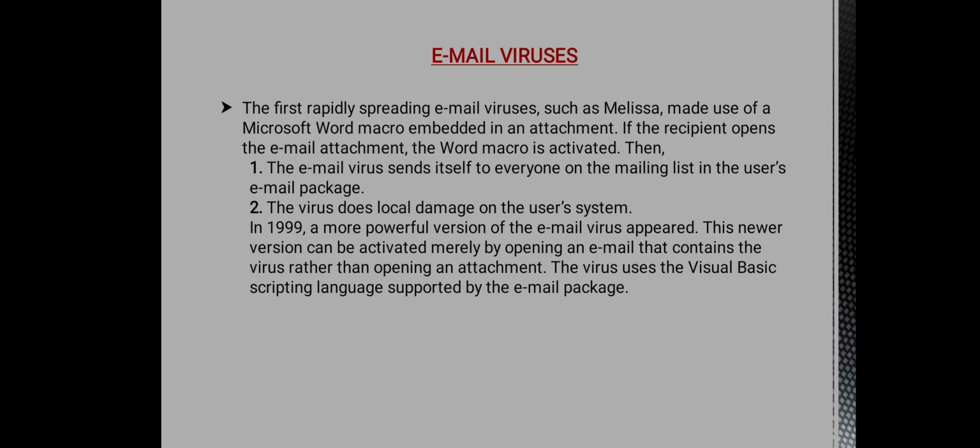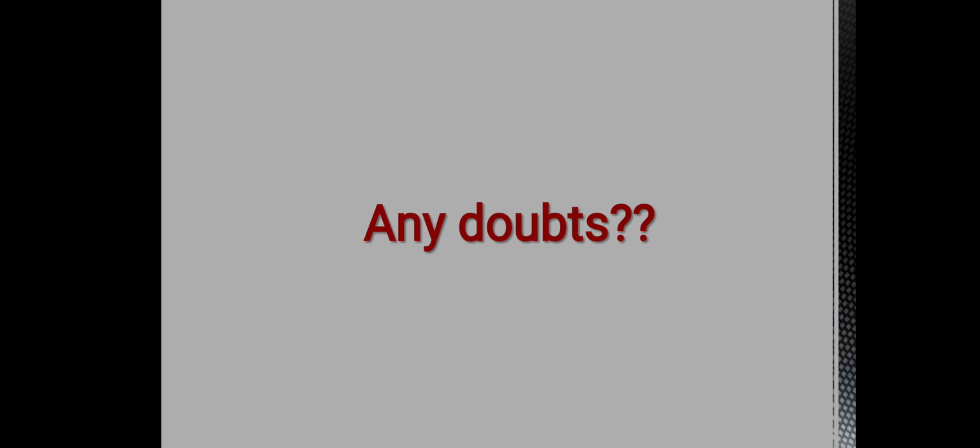In 1999, a more powerful version of the email virus appeared. This newer version can be activated merely by opening an email that contains the virus rather than opening an attachment. The virus uses the Visual Basic scripting language supported by the email package. These are all about virus and related threats.